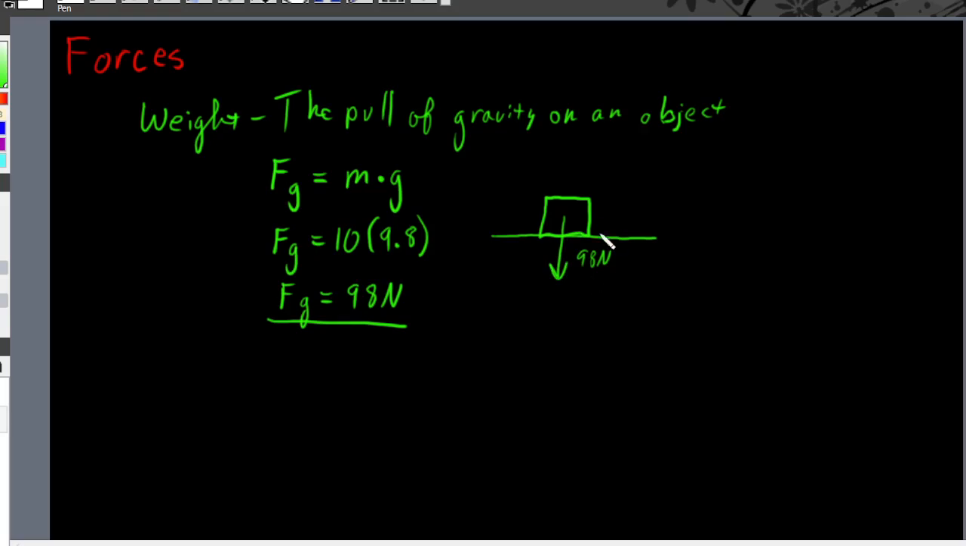All right. Now, since I've got a force of 98 newtons pulling down, why doesn't that object just go plummeting downward? And you can see that it's because it's sitting on a surface. And so that surface actually provides a balancing force that holds the object in place. And that balancing force is also going to be 98 newtons. And that's called the normal force.